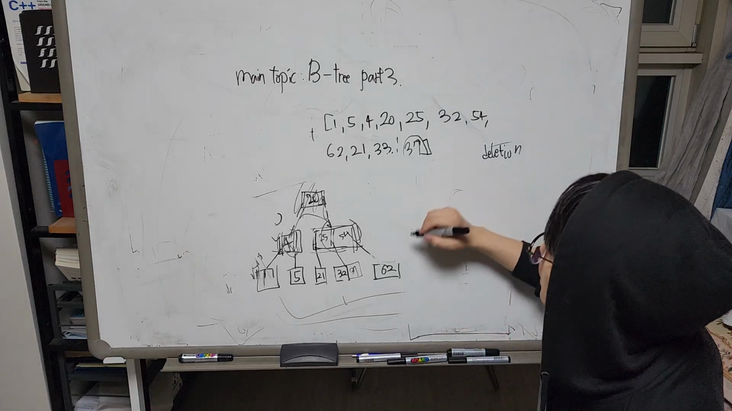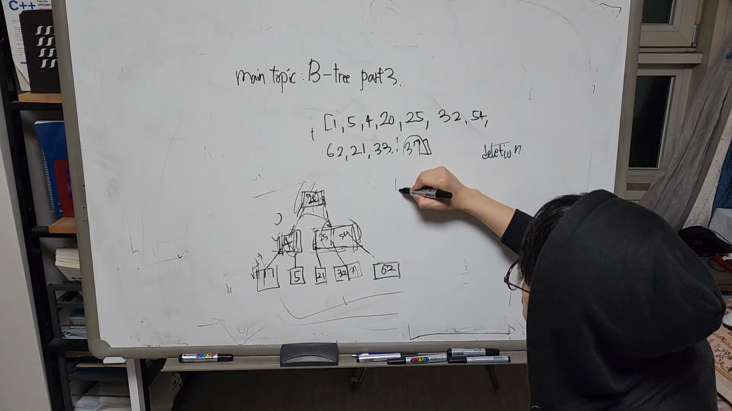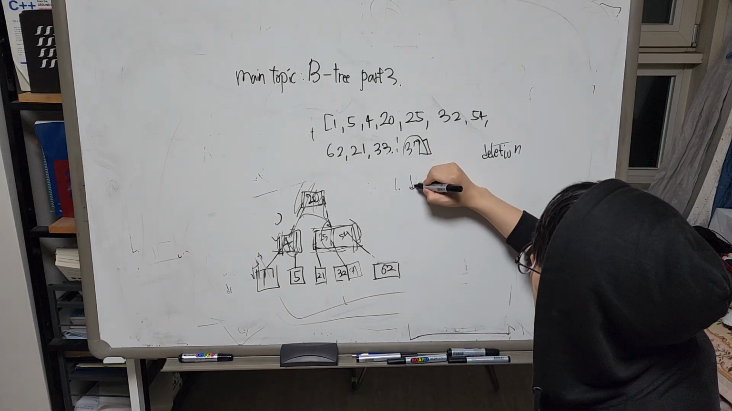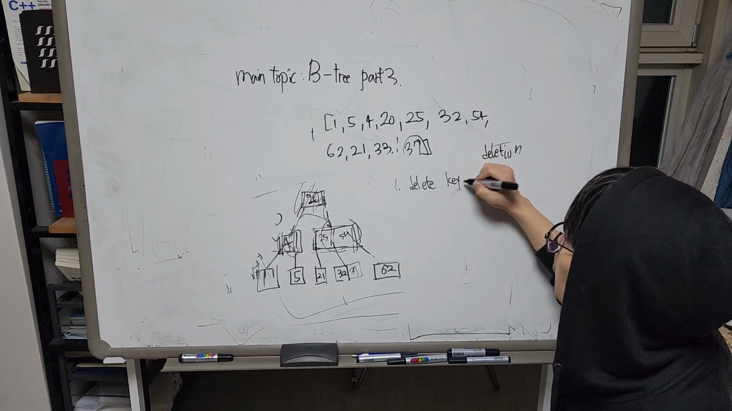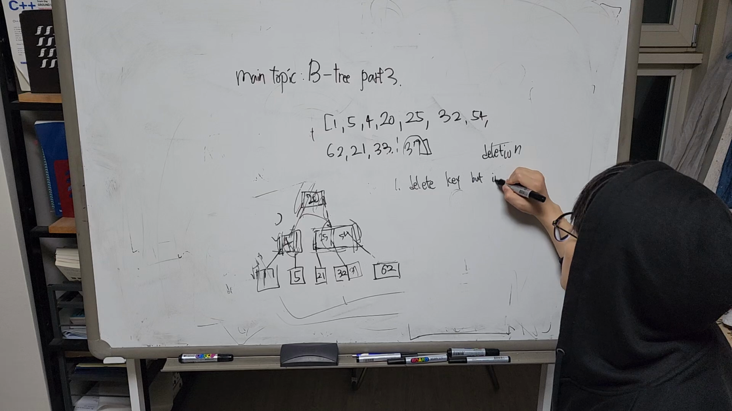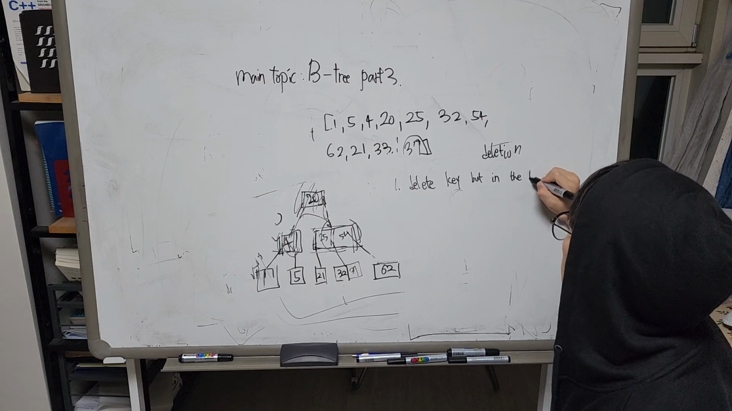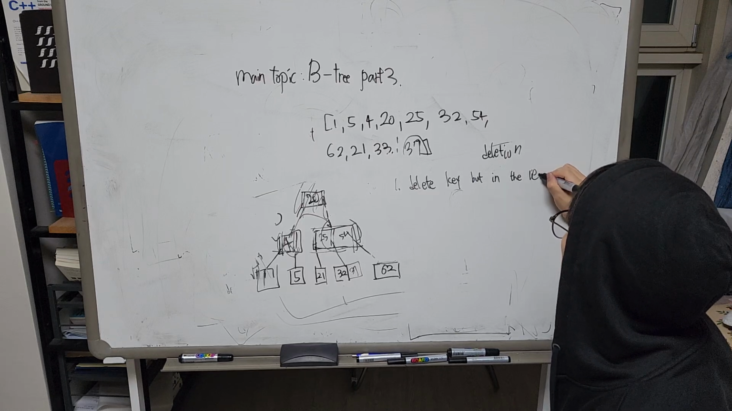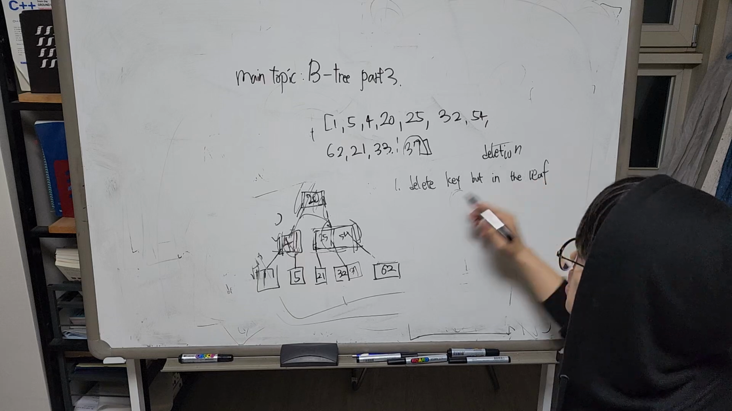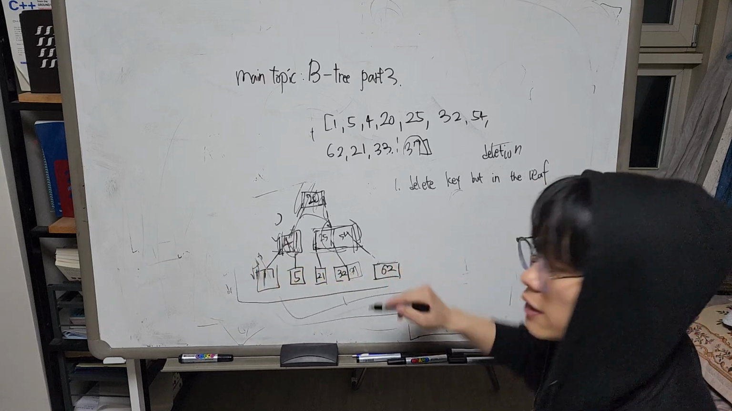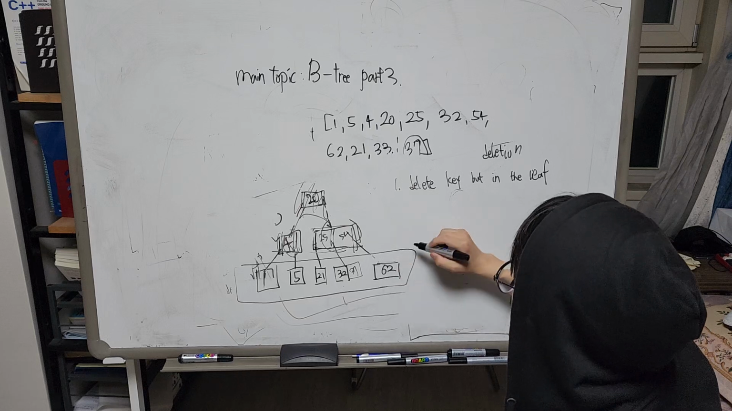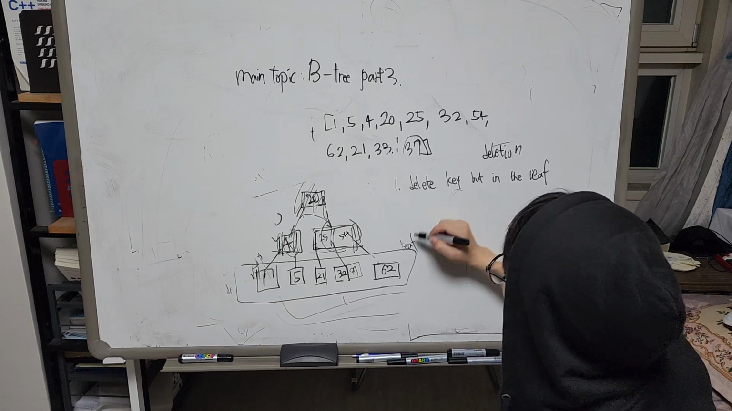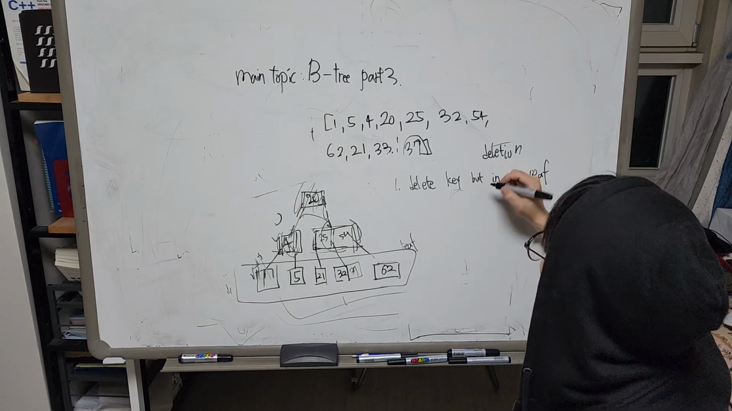So let's begin with the basic thing. Let's delete a key in the leaf. So this is the leaf, right? Leaf means that there are no children. So this is the last of it. So this is a leaf. Let's say we want to delete the 32.